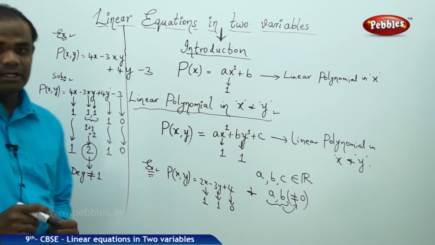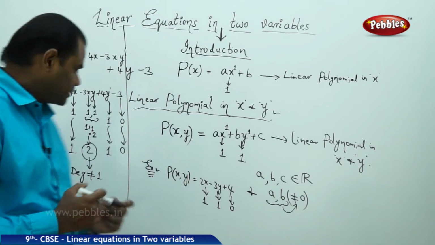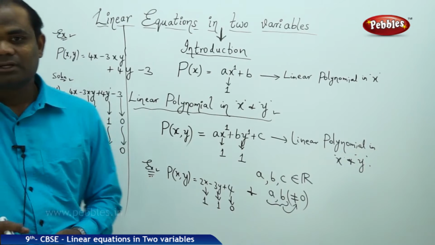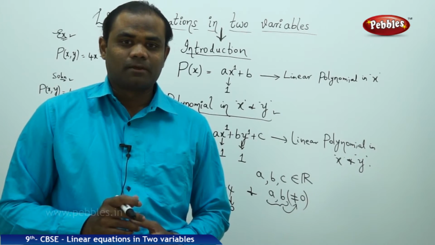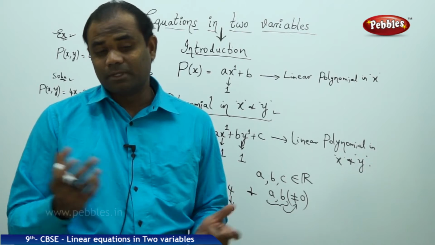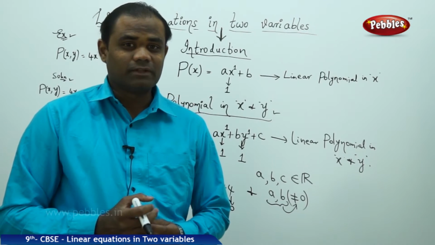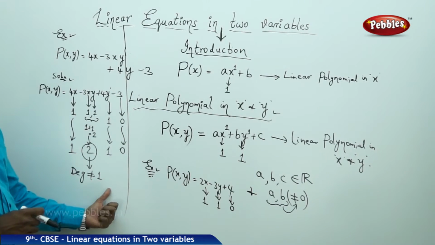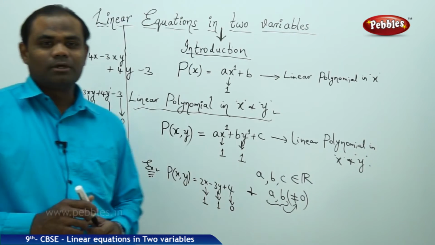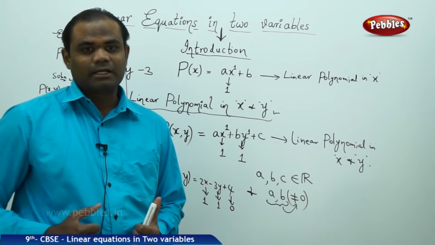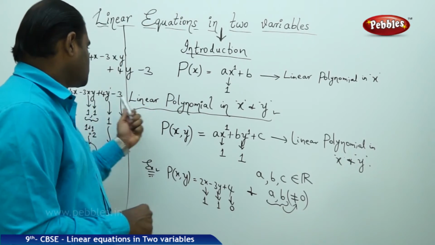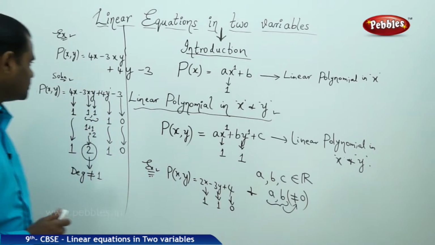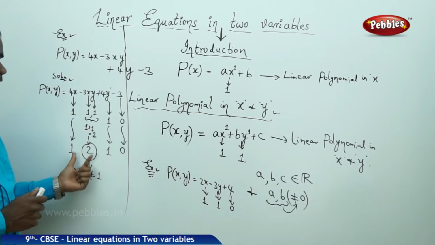Now, because the highest degree for the second term is 2, it cannot be a linear polynomial. For a linear polynomial, the degree must be equal to 1. The highest degree of the entire polynomial must be equal to 1. Degree 2 is not equal to 1. Therefore, the given polynomial is not a linear polynomial, is how we understand the concept. So this is a linear polynomial in x and y, and this is not a linear polynomial in x and y.